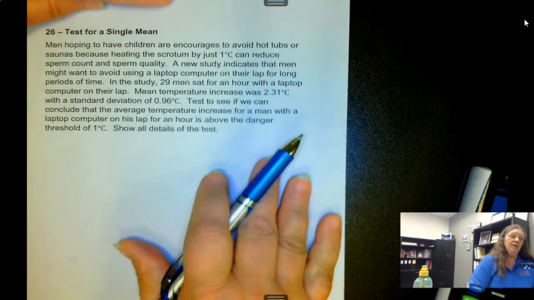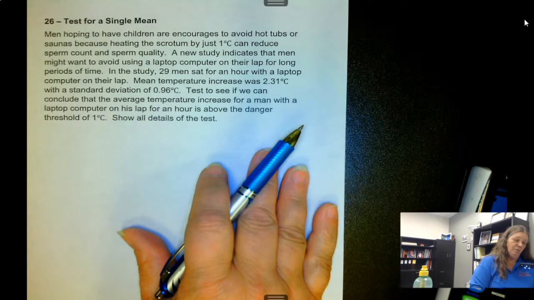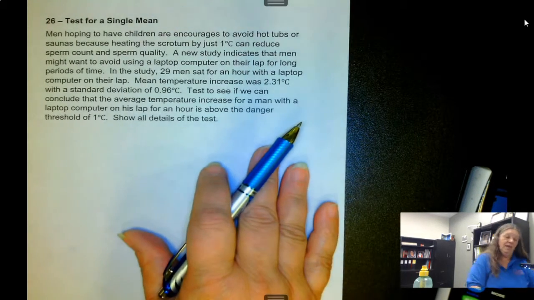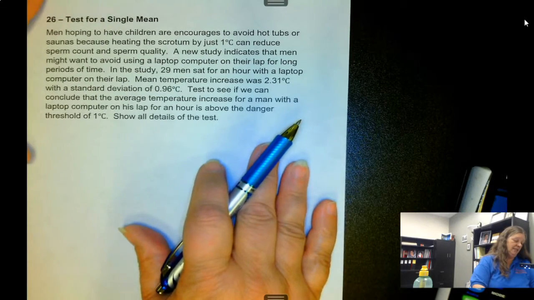Okay, since we know how to get standard error, and we know now that we use the t-distribution for the confidence interval, we'll also use it for finding the p-value. We're going to go ahead and do a hypothesis test.